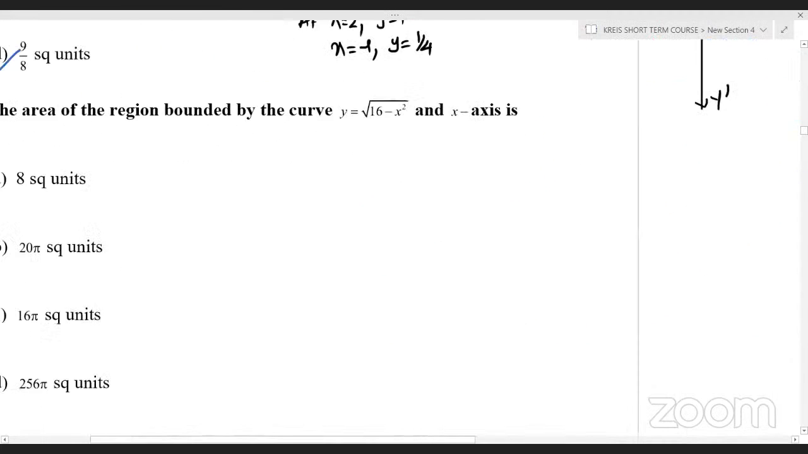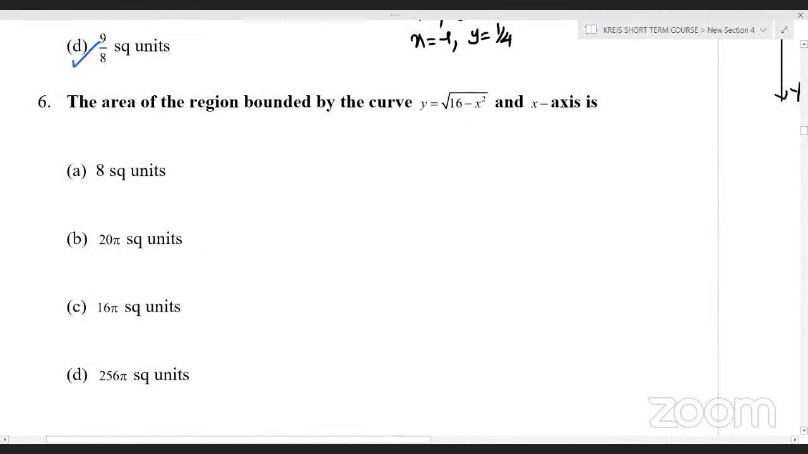Now the next question. Area of the region bounded by the curve y is equal to root of 16 minus x square and x-axis. So you're supposed to find out the area bounded by this and the x-axis, right? So if you square on both sides of this, you are going to get y squared is equal to 16 minus x squared. It is nothing but x square plus y squared is equal to 16 you get.